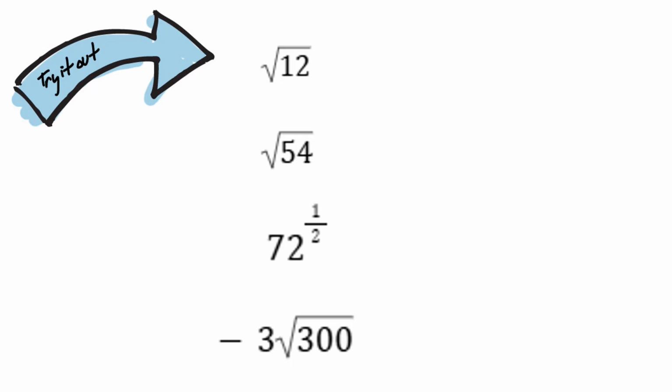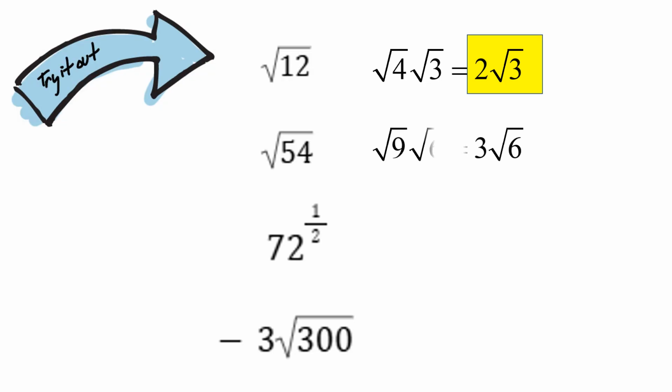All right. The square root of 12 can be broken down to the square root of 4 times the square root of 3, which simplifies down to 2 square root of 3. The square root of 54 can be broken down into the square root of 9 times the square root of 6, which is 3 square root of 6. You'll notice when I'm simplifying these, I tend to put the perfect square first because it just makes more sense to say 3 times the square root of 6 instead of the square root of 6 times 3.